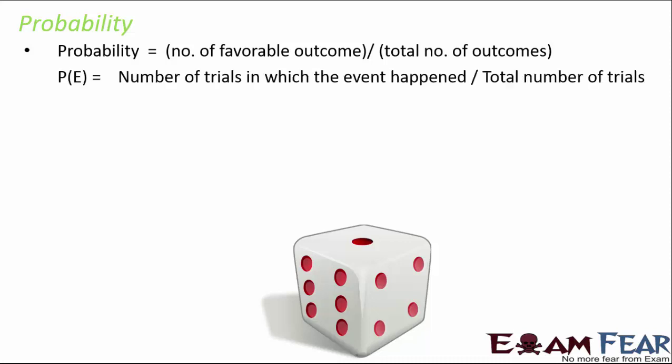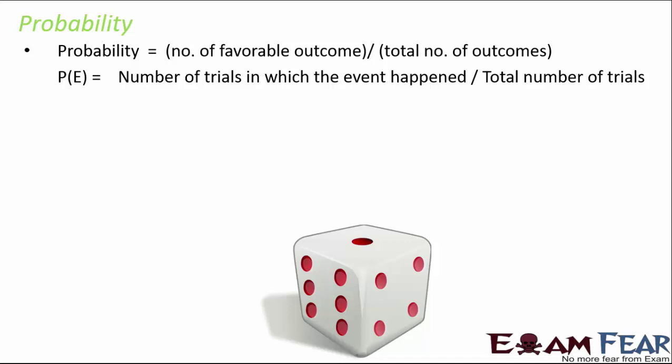We generally denote it as P(E), where E is the event, which means the probability of an event is the number of trials in which the event happened divided by the total number of trials. Now let us take the example of the dice. Like when you play Ludo, you make use of this dice.